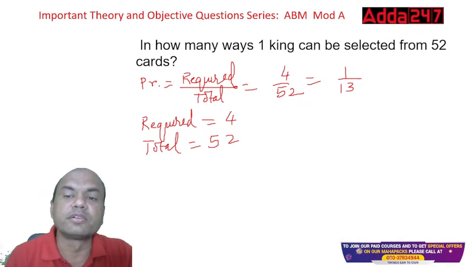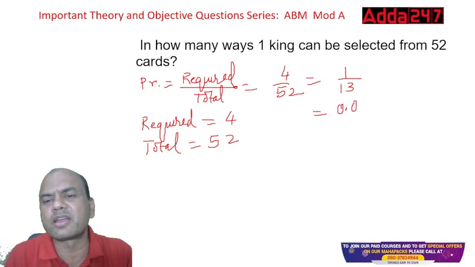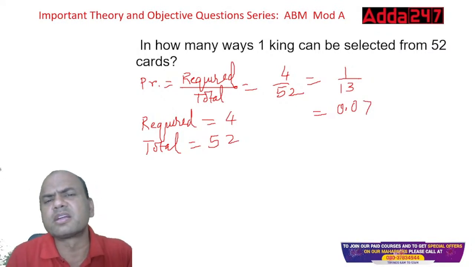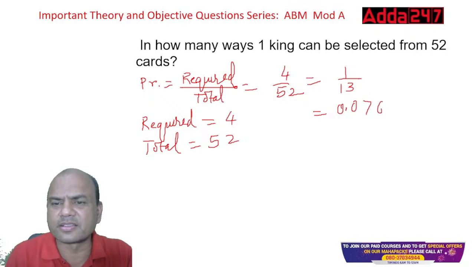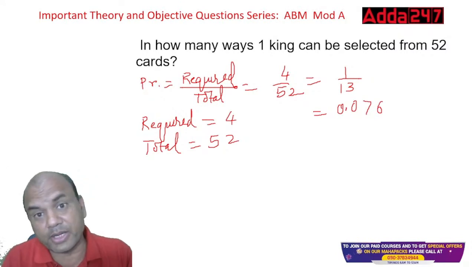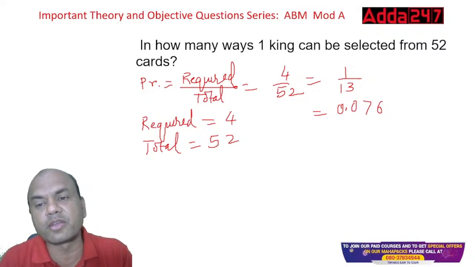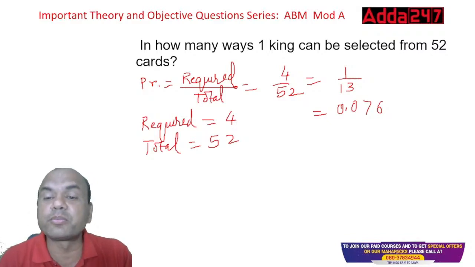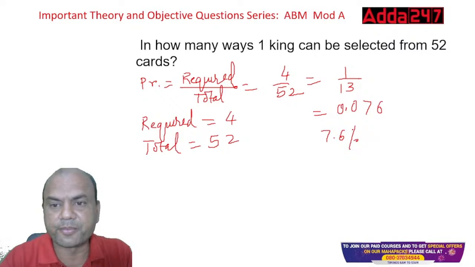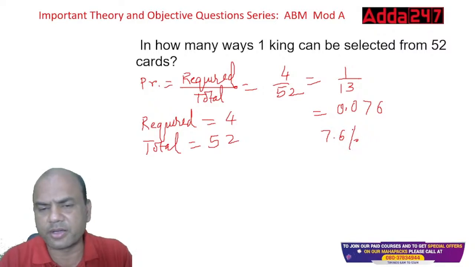If you want, we can divide it also. 0 point, then 100. 13 sevens are 91, again 90 remains. So 13 sixes are 78. So 0.076. Or you can keep it 1 by 13, depending on what is given in the exam. If they give you 1 by 13, mark it 1 by 13. If they give you decimals, mark 0.076. If they give you percentages, then it will be 7.6%. Am I right over here? Yeah, correct.